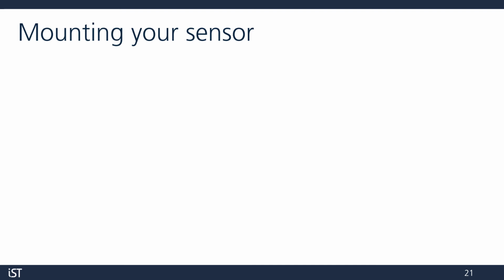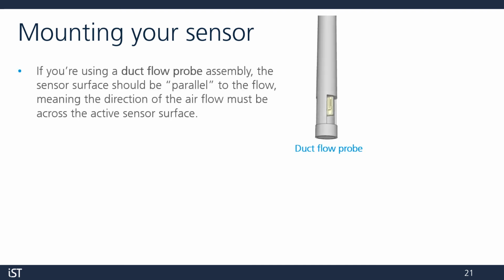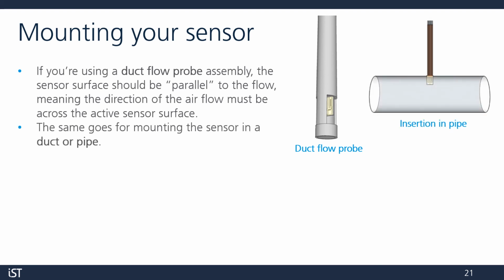We're often asked, how should the sensor be mounted in the flow path? If you're using a duct flow probe, be sure that the sensor surface is parallel with the flow, meaning the flowing gas passes smoothly over the active sensor surface. The same goes for a duct or a pipe.